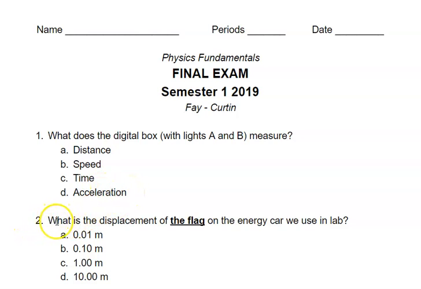Question 2. What is the displacement of the flag on the energy car we use in lab? A. 0.01 meters, B. 0.10 meters, C. 1.00 meters, D. 10.00 meters.